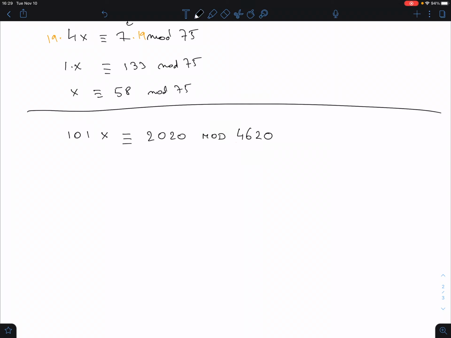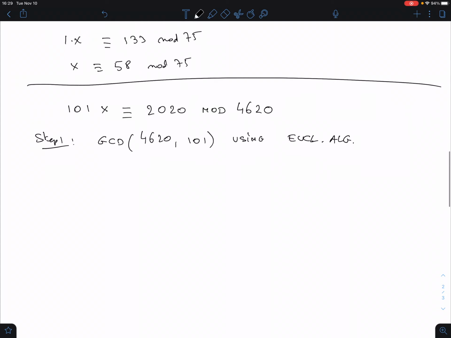Now that will come out anyway if we try to solve this, because step 1 would be to calculate the GCD of 4620 and 101, verifying that it is 1, but this calculation is not for nothing, because we will use it to find the inverse. So we do this using the Euclidean algorithm that we have described last time. Okay, let's move on.